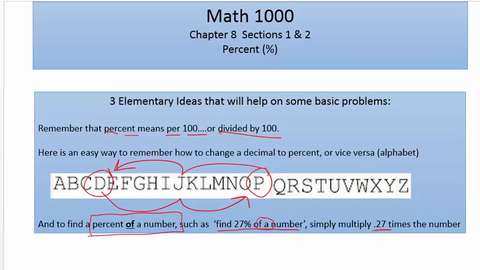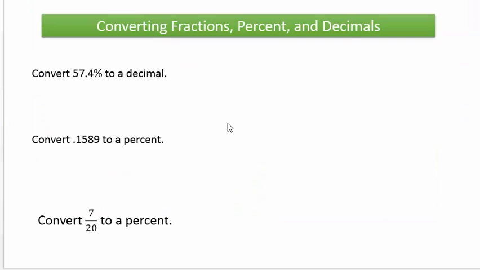Now let's get to some more specific examples. What I'm going to try to do is a quick review of some things you learned way back in middle school or maybe even elementary: how do you change percents to decimals, decimals to percents, fractions to percents, etc. So to convert a percent to a decimal, like I said, just think of P to D. So we have a percent right now.